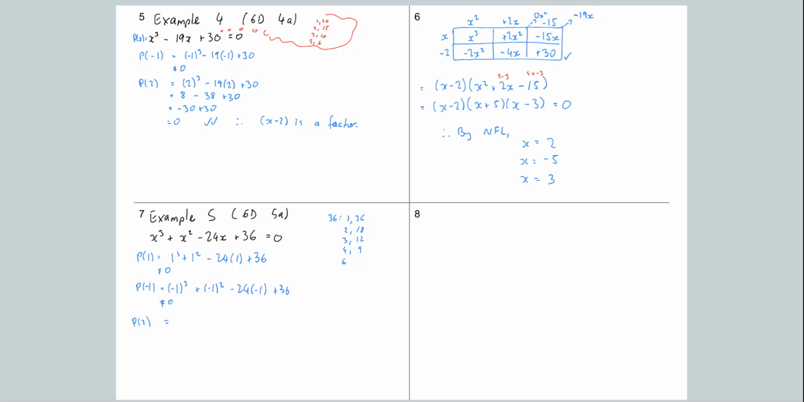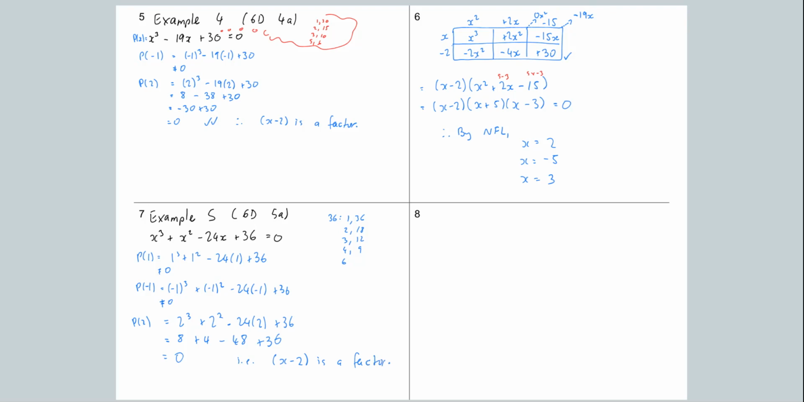P of 2 is equal to 2 cubed plus 2 squared minus 24 multiplied by 2 plus 36. This I'm not so confident on, so let's have a look. 2 cubed is 8, 2 squared is 4, minus 24 times 2 is minus 48, and then we've got 36 added on. This is looking good, I think. 8 and 4 is 12. 12 minus 48 is negative 36. So yep, that equals 0. So by the factor theorem, x minus 2 is a factor.